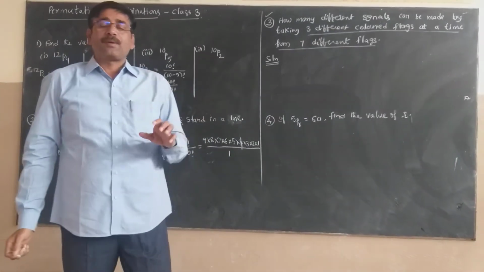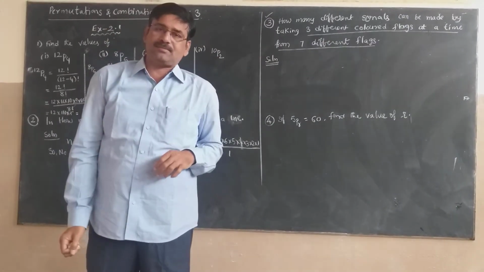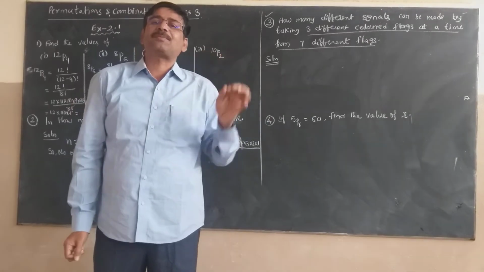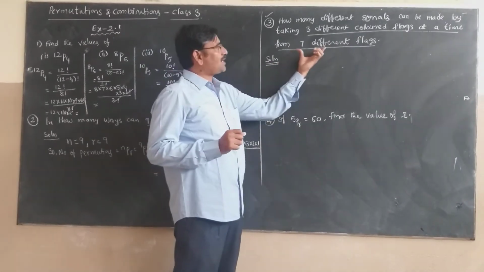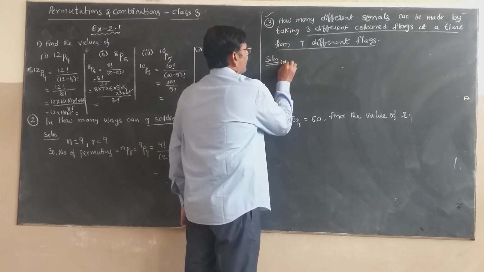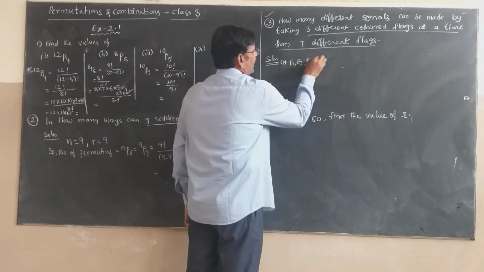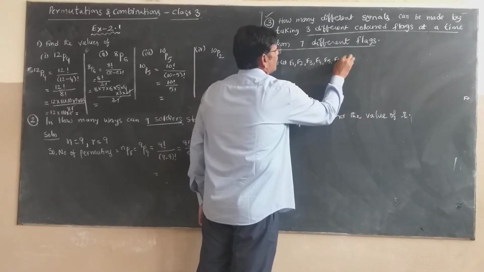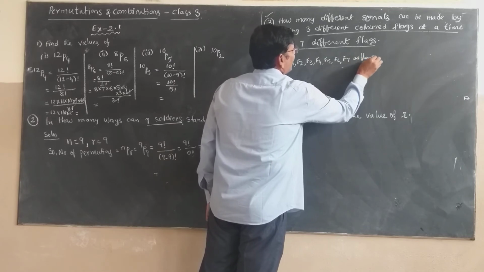First one, by the concept of permutations, and second, by the formula of nPr. Let me explain this solution by the concept of permutations. See, total there are 7 different flags. Let F1, F2, F3, F4, F5, F6, F7 be these 7 different colored flags.